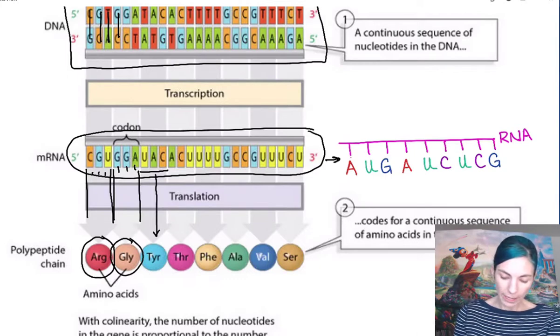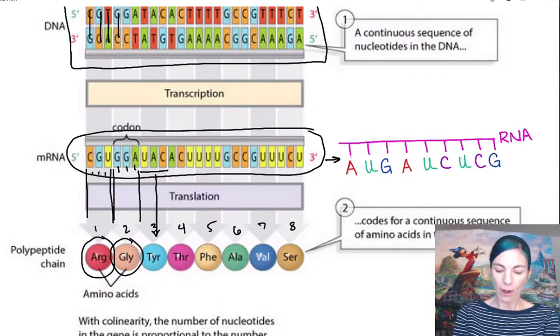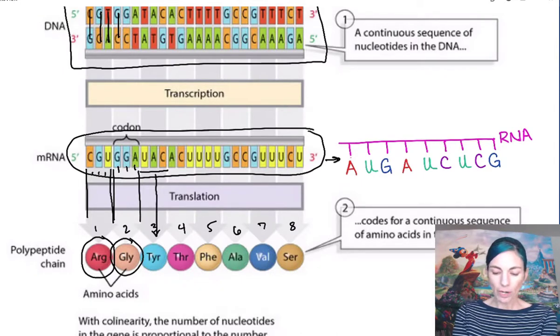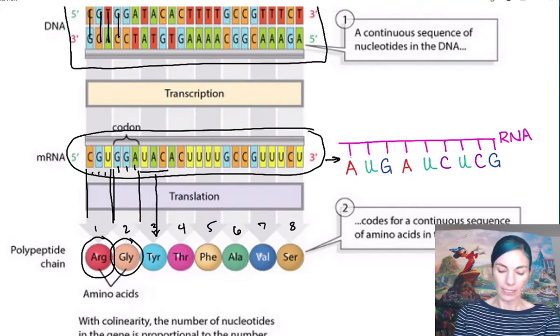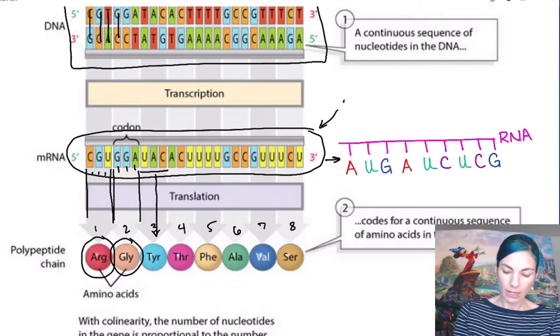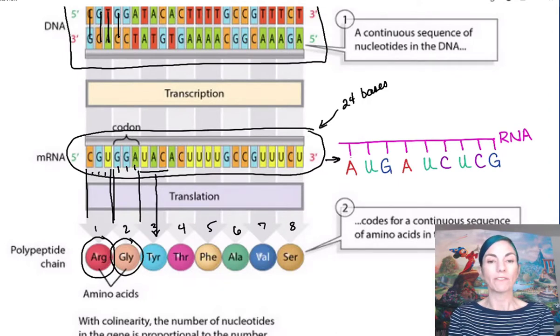So notice here that I have 1, 2, 3, 4, 5, 6, 7, 8 amino acids. So to code for those 8 amino acids, if it takes 3 bases to get to an amino acid, then technically this should be 24 bases long. And if I went ahead and counted, you would see that indeed 8 times 3 is 24, and there are 24 bases in that RNA strand.